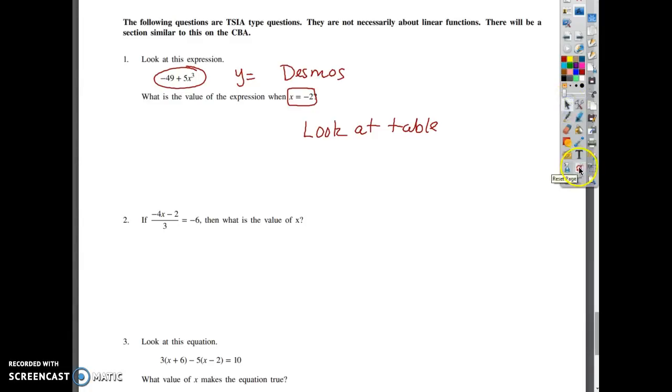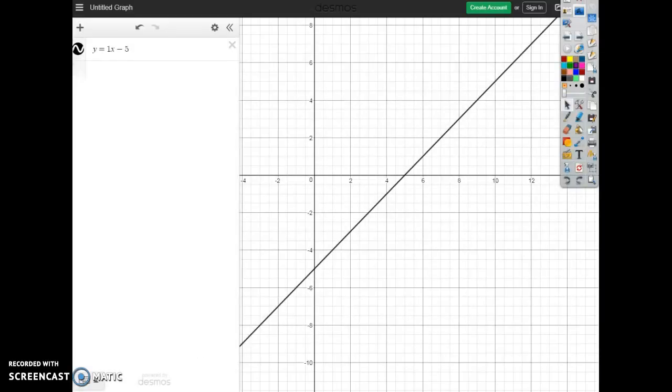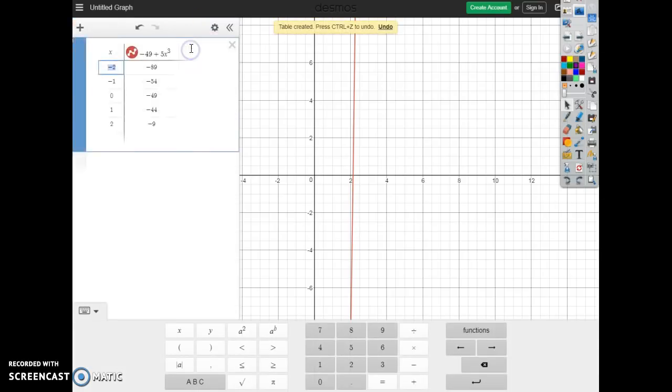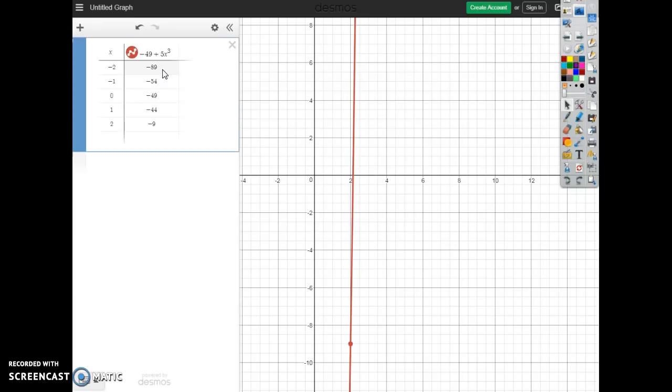Okay, so let's go put number 1 in decimals. So we're going to put y equals negative 49 plus 5x to the power of, you press this button right here, and you put the number that you want, which is a 3. And then it does it for you. You hit the gear button, ask for a table, and I want the number negative 2. Actually, negative 2 is right here. So the answer is negative 89.